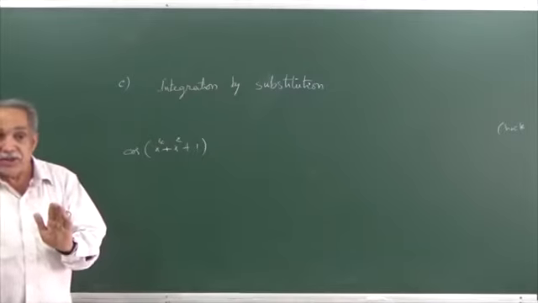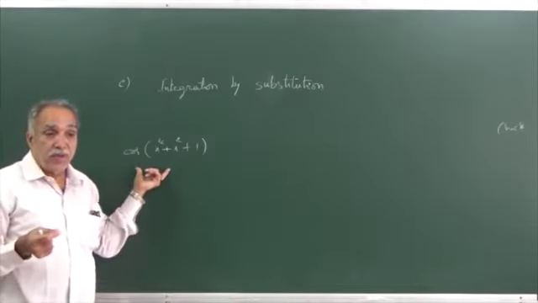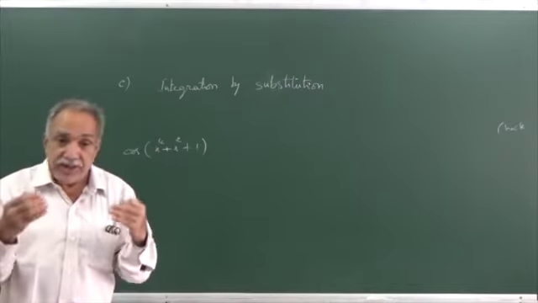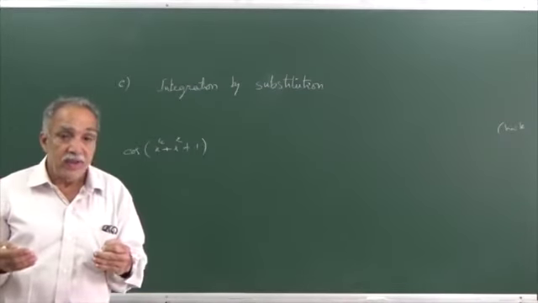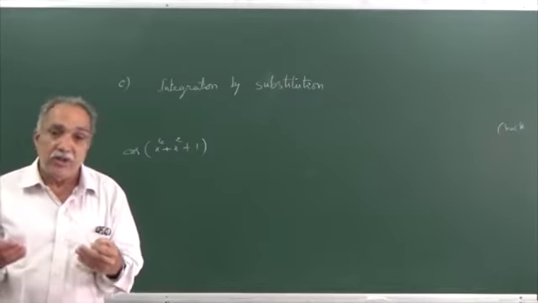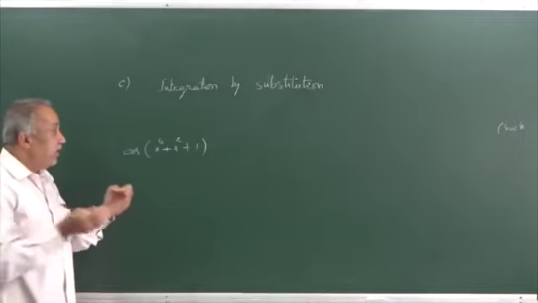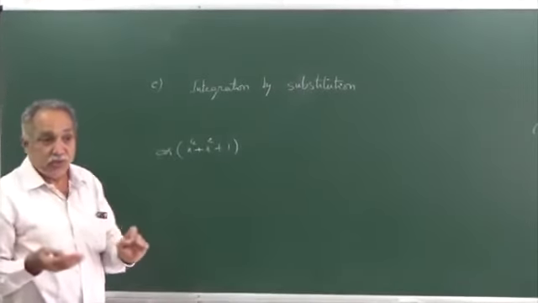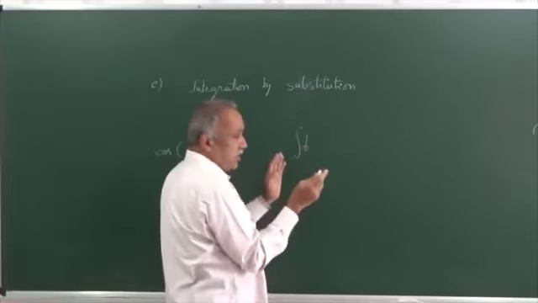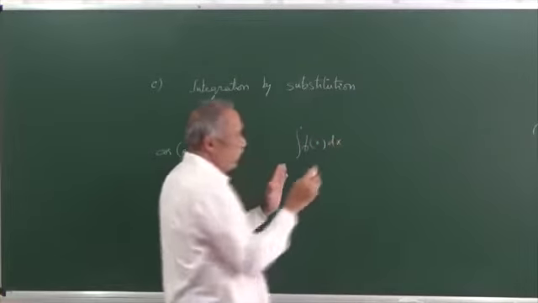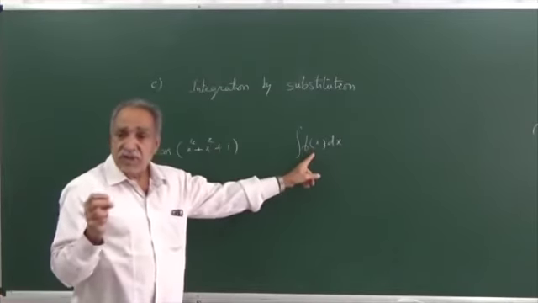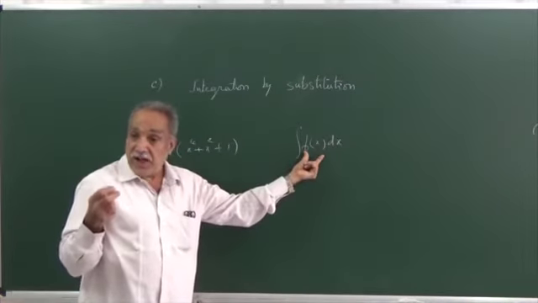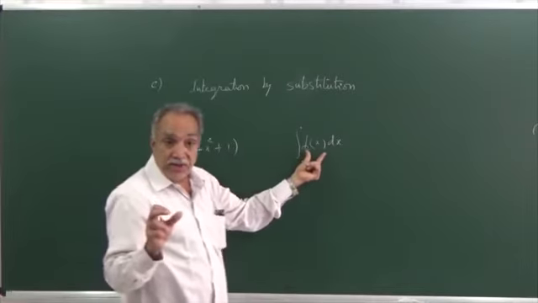Suppose your integrand has one component in this form. You find that through a substitution you can bring the integrand to a sufficiently simpler form. Then you can think of applying the method of substitution. Just having the integrand in this form will not be enough. Suppose the integration that you are required to perform is this, where f of x is some arbitrary function. This is complicated enough, and we find it can be reduced to a simpler form through substitution, but that is not enough.